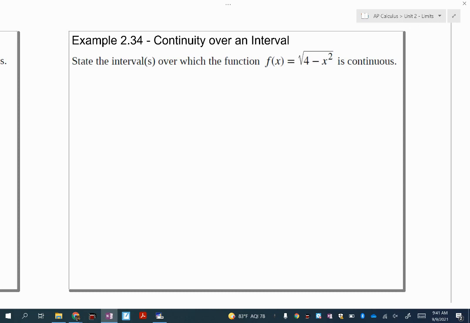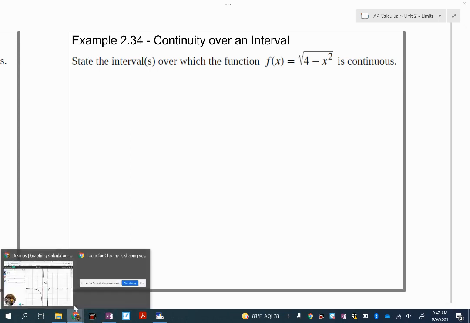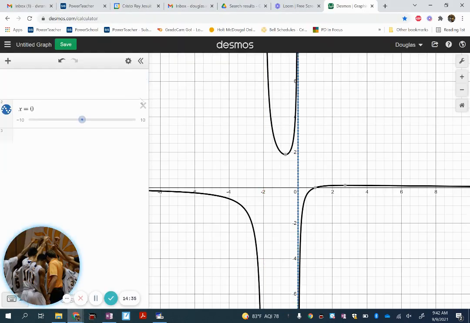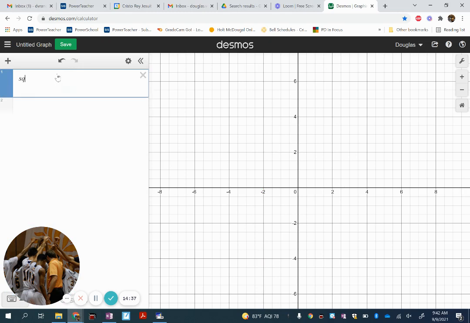State the interval over which this function is continuous. So again, I'm going to go to Desmos and graph 4 minus x squared, the square root of all of that. Okay, so we have the square root of 4 minus x squared. Okay, and it looks like our domain is negative 2 to positive 2.